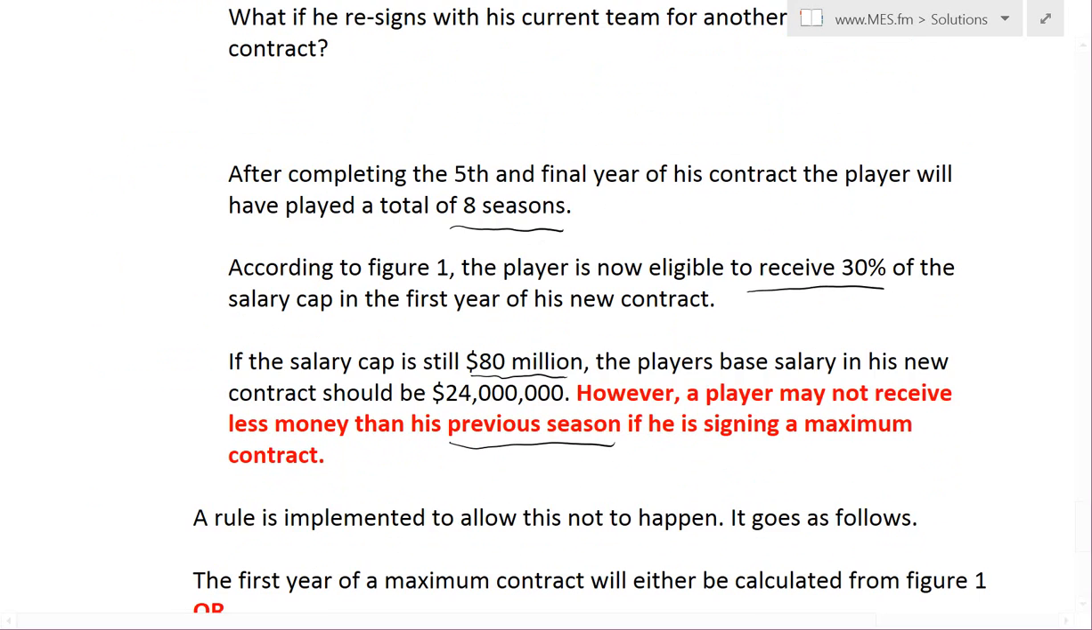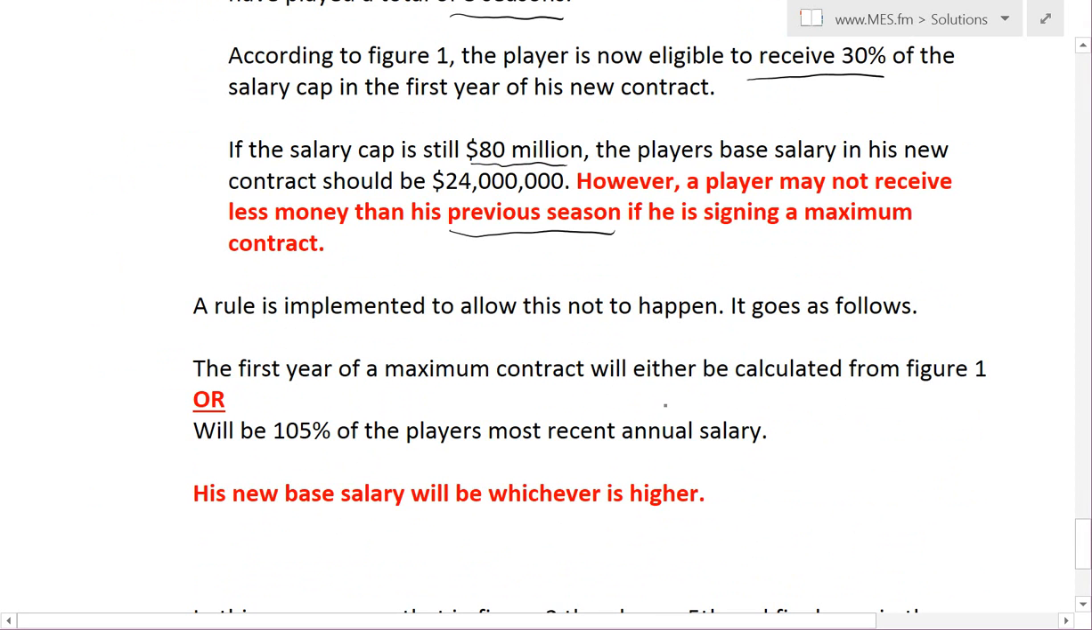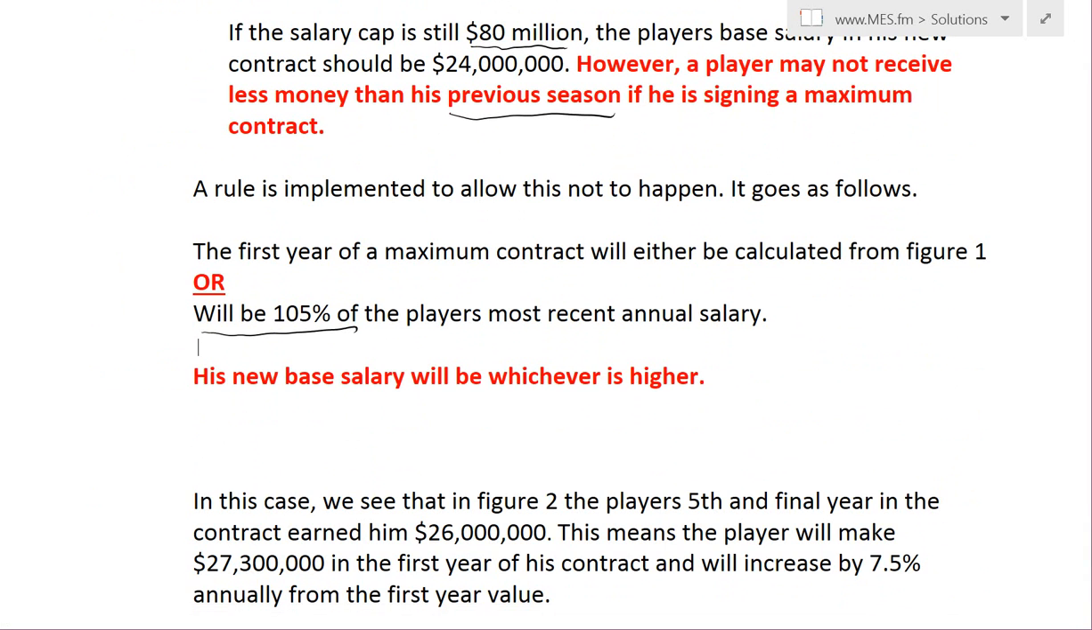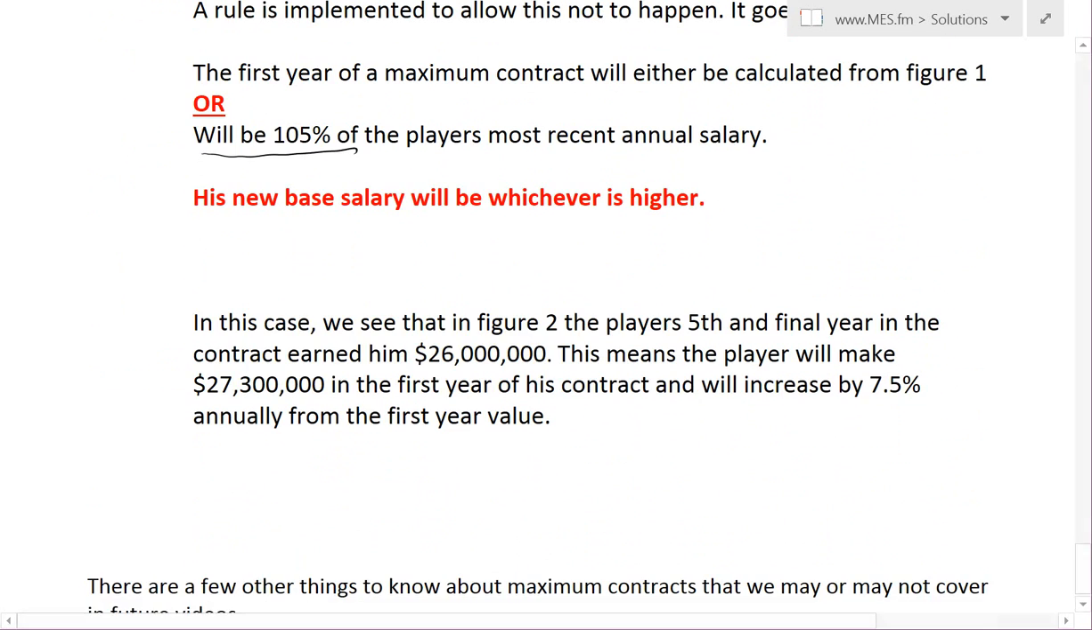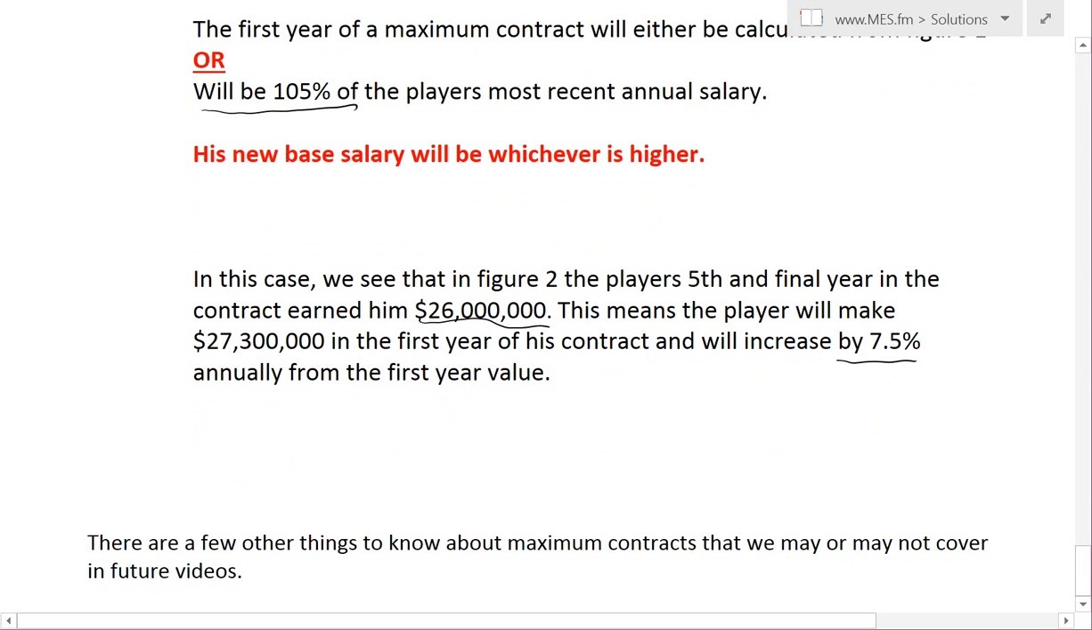The league doesn't like that, so what they do is they implement a rule, and it goes like this. The first year of a maximum contract will either be calculated from figure 1, like we did previously, or it'll be 105% of the player's most recent annual salary. So his new base salary will be whichever is higher. So in that previous case, instead of taking the 30%, he gets 5% extra from his 26 million, which is the final year of his max deal. This means he will make 27,300,000 in the first year of his contract, and he will get an annual increase of 7.5% from the first year value.